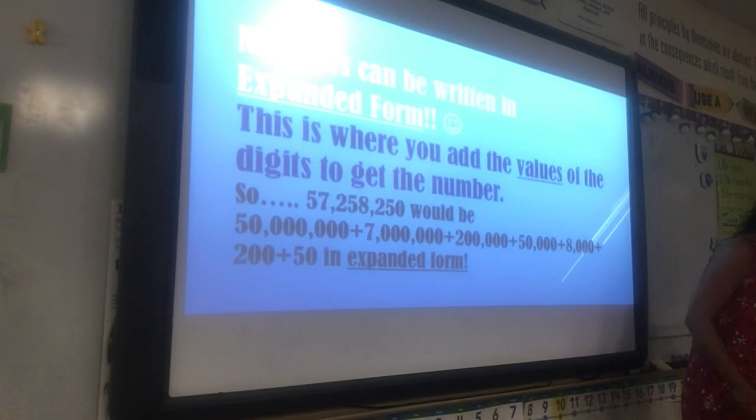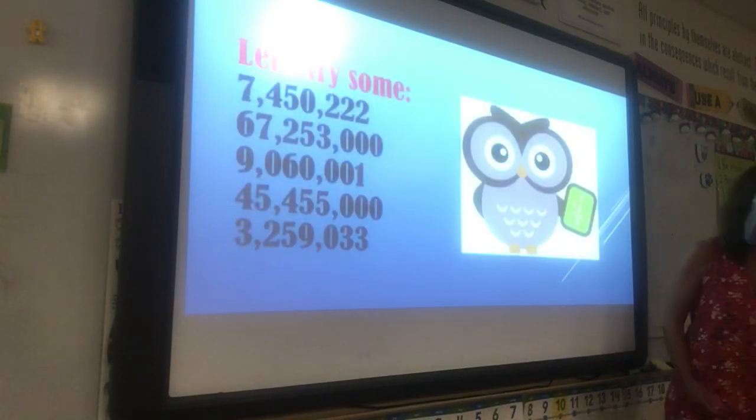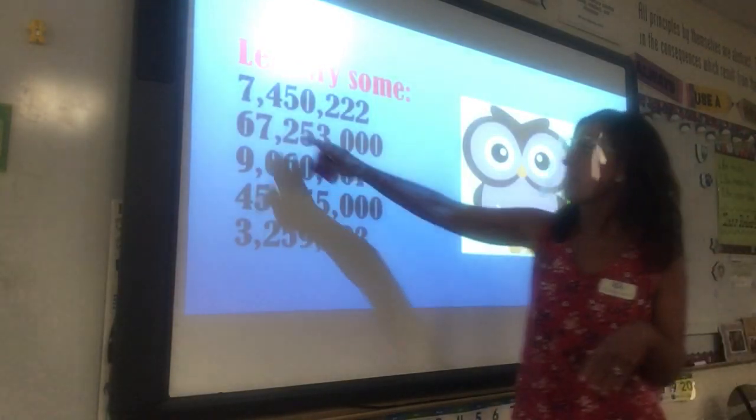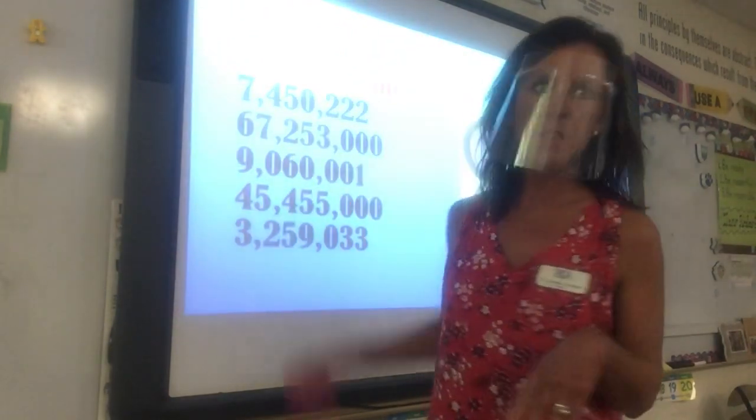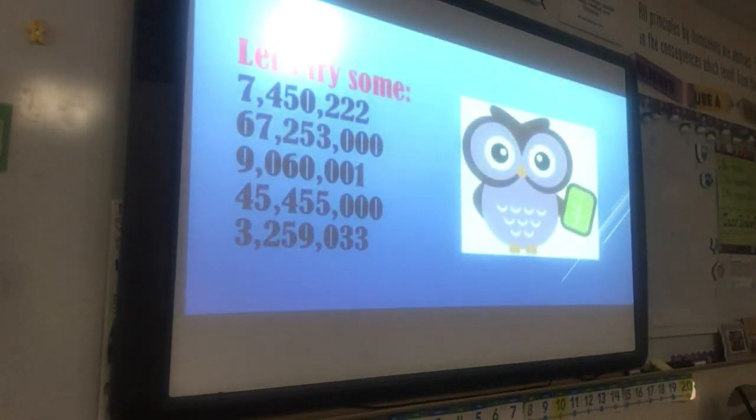Okay, so let's do a couple of these. You can just say them out loud to me. So how would you say this in expanded form? This first one, Grayson. 7 million plus 400,000 plus 50,000 plus 200 plus 20 plus 2. Exactly. That's exactly right.